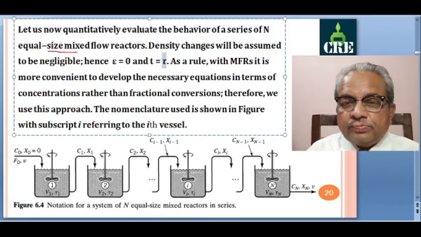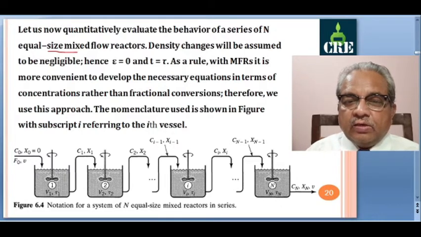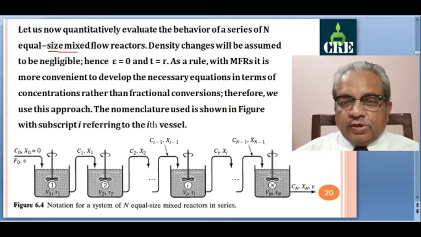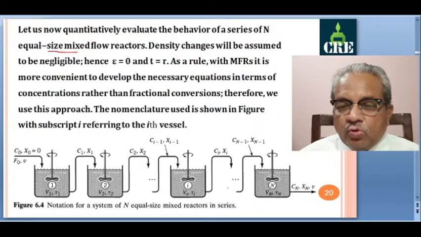As a rule, with mixed flow reactors, it is more convenient to develop the necessary equations in terms of concentrations rather than fractional conversion XA. So in terms of Ca rather than XA. Therefore, we use this approach. The nomenclature used in the figure refers to the earlier plot which we have discussed: V1 tau 1, V2 tau 2, Vi tau i, and Vn tau n is the last reactor.